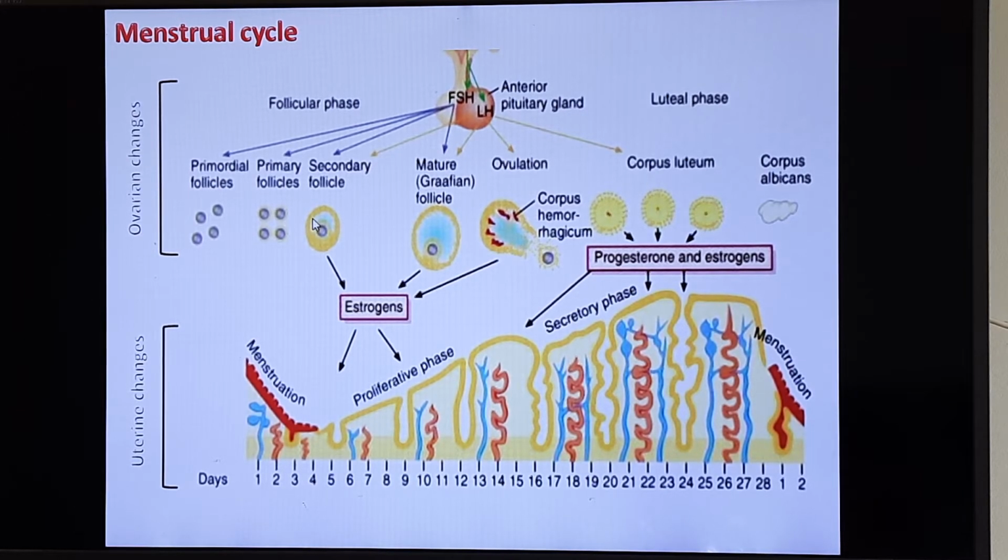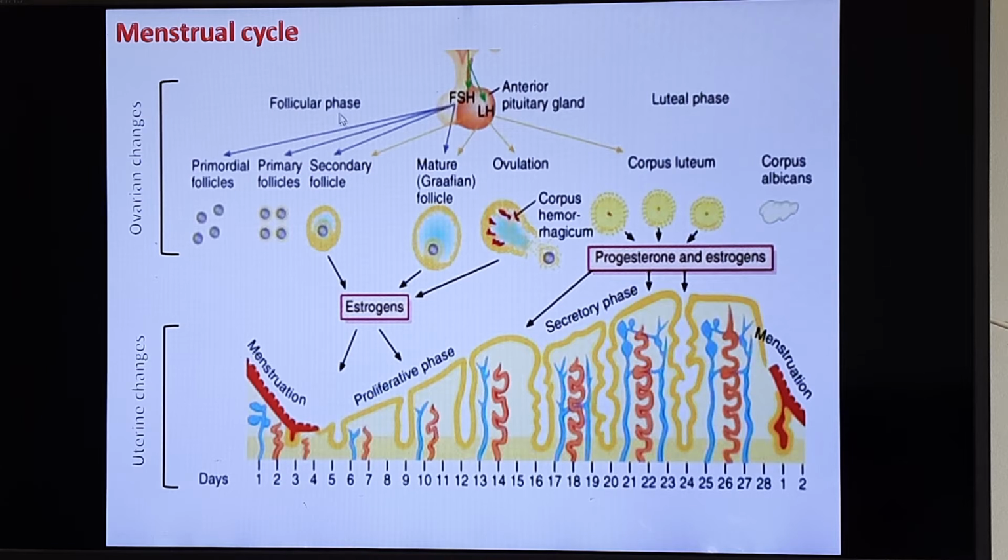During the menstrual phase, the follicle stimulating hormone is secreted by the pituitary gland. This pituitary gland secretes FSH hormone. This hormone acts on the germinal epithelium of the ovary. In the germinal epithelium, a number of primordial follicles are there, in which one primordial follicle develops into a primary follicle. The primary follicle develops into a secondary follicle, and this one is the secondary follicle. These changes occur in the ovary during the menstrual phase.